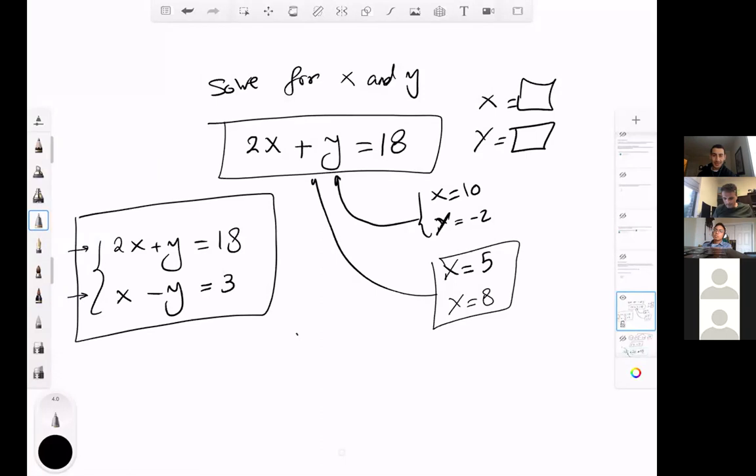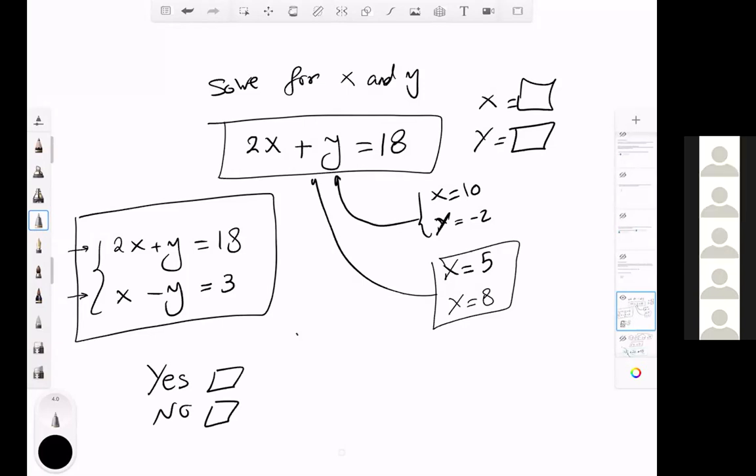My question to you guys is, yes or no? Are we able to solve it? Are we able to come up with x and y? Yes, we are able to solve it.